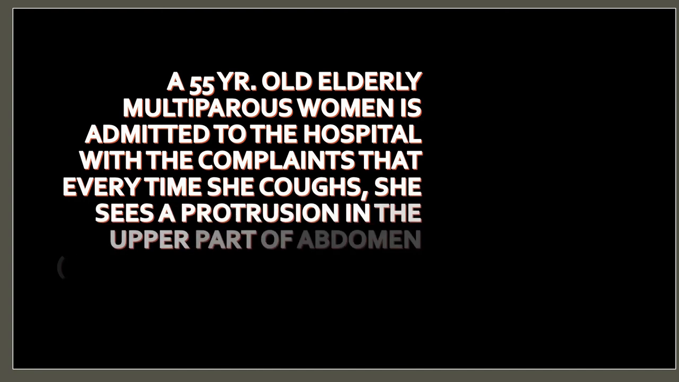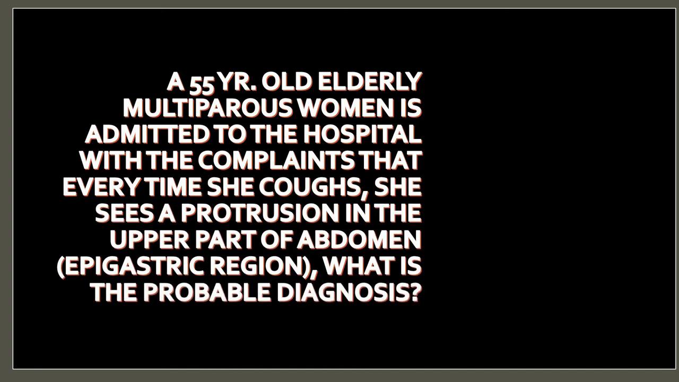So the clinical case related to the topic today: a 55-year-old elderly multiparous woman. Multiparous means she has given birth to more than one child. So that woman is admitted to the hospital with the complaint that every time she coughs, she sees a protrusion in the upper part of the abdomen, in the words of the patient, which is the epigastric region. So what would be the probable diagnosis?